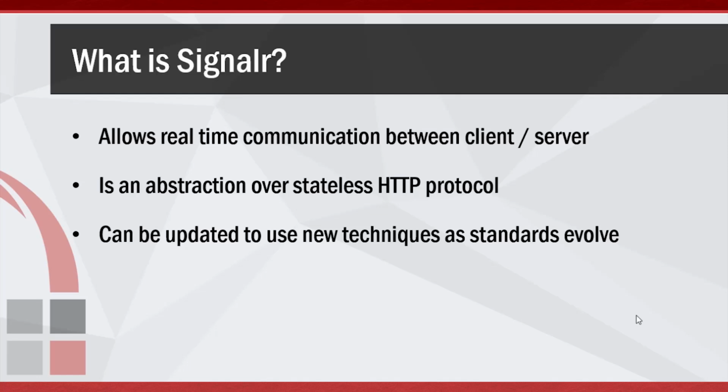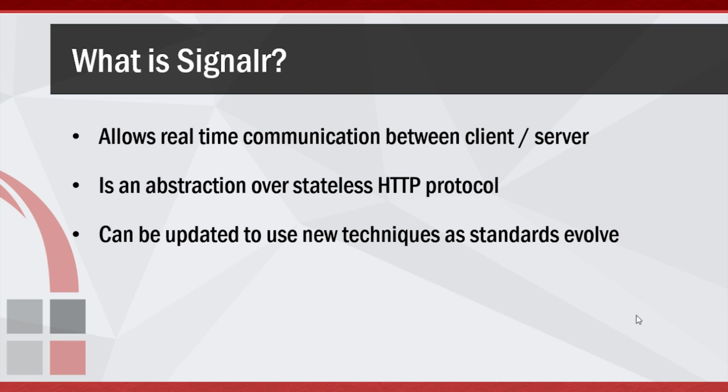Now, SignalR is a nice little framework which was produced by the ASP.NET team, and it allows for real-time communication between the client and the server. Whenever we do anything over the web, it's all done over the HTTP protocol, which is inherently stateless. And what we're trying to do is put state over the top of this to allow real-time communications.